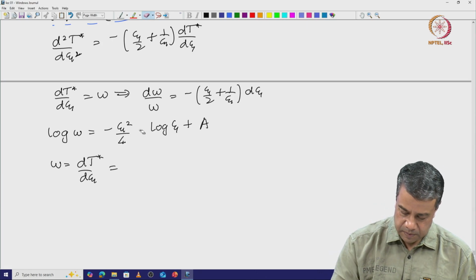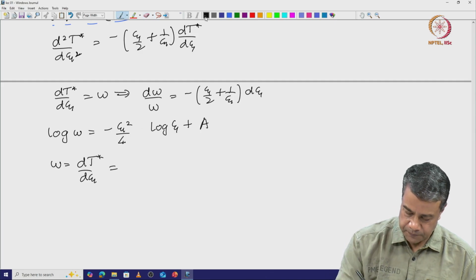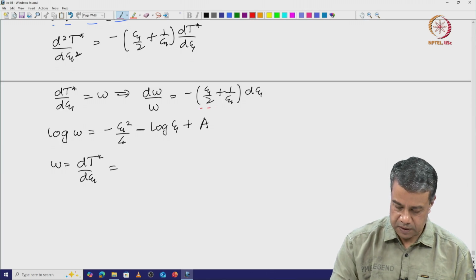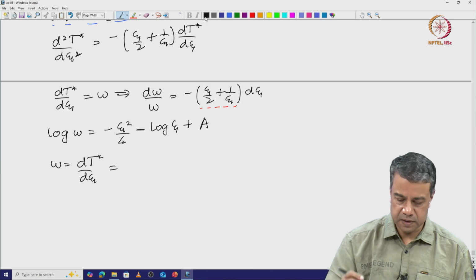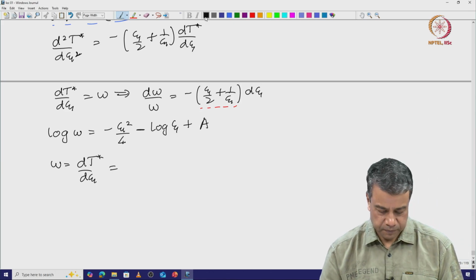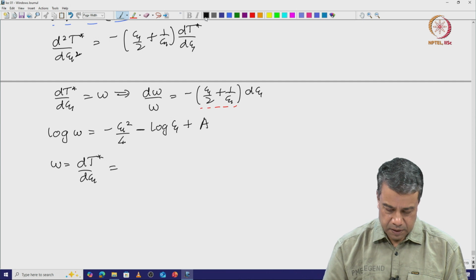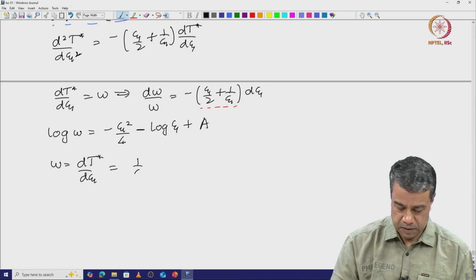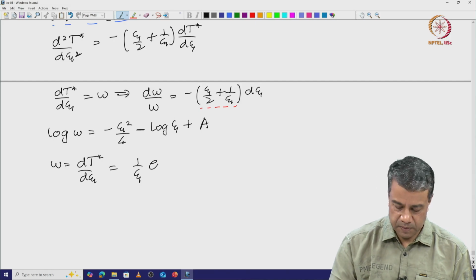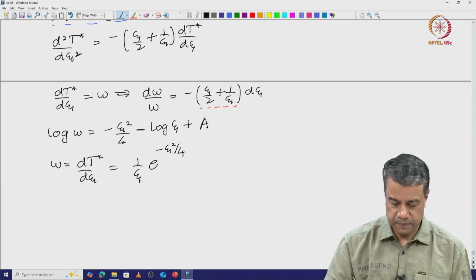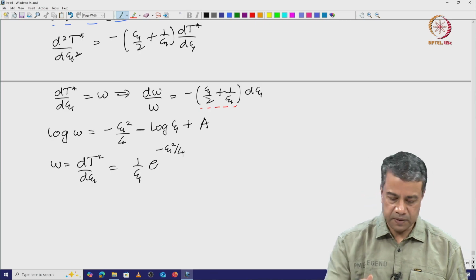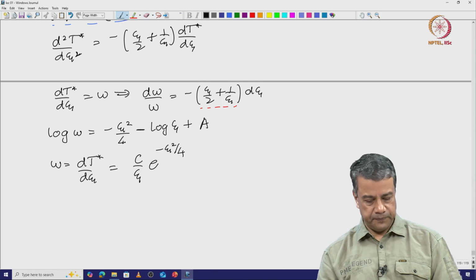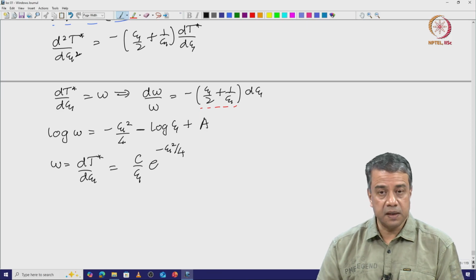there is a mistake here, it should be minus log psi, because you can see that the negative sign multiplies both of these. So, exponentiation of minus log psi is 1 over psi, into e power minus psi square by 4, into e power a, which I can write as another constant, that is c. So, this is dt by d psi.